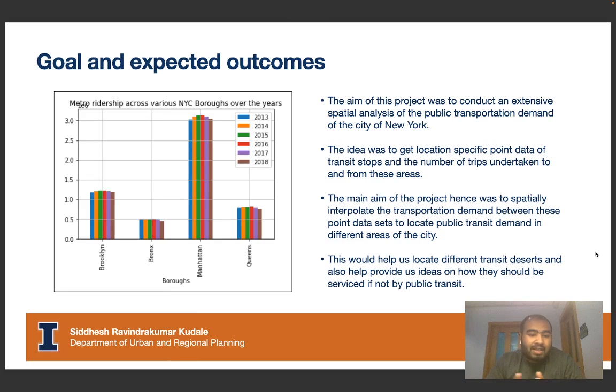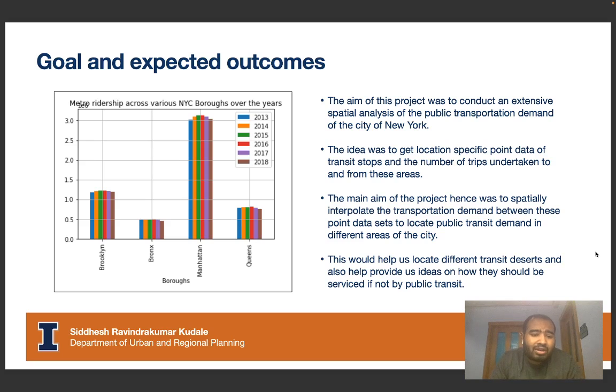So the goals and expected outcomes were to conduct an extensive spatial analysis of public transportation. Then the idea was to get location-specific point data of transit stops, and the number of trips undertaken from these particular areas. And hence the aim of the project was to spatially interpolate between the transit stations, and hence we would be able to estimate the transit ridership values for the rest of New York. And this could help us look at different transit deserts and help us provide ideas on how we should be servicing these areas if not by public transit.